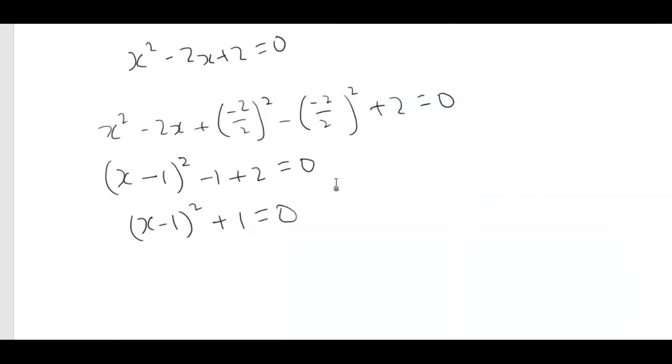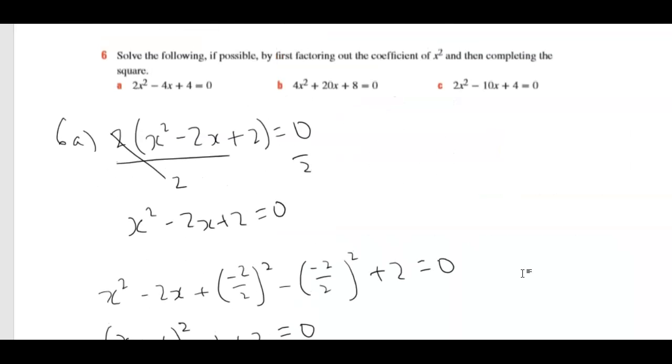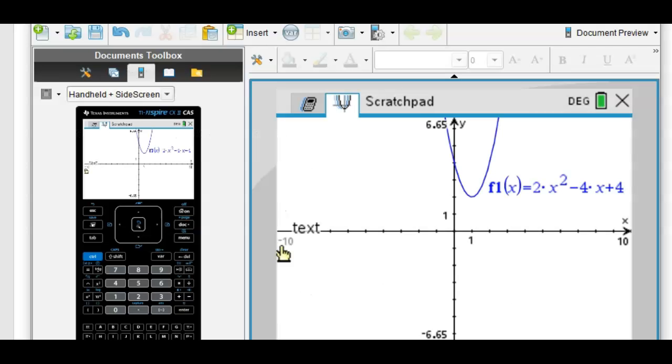And you can also do solve on your calculator. So if you ever want to check your answer, you can use solve.